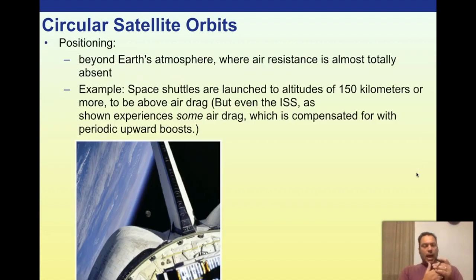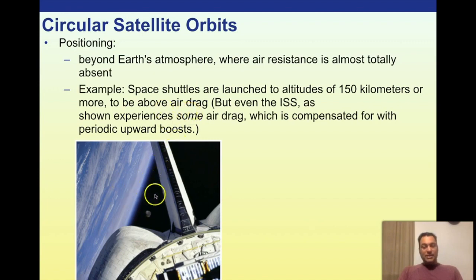Okay, so how do we position our satellites then? Well, first off, we need to keep in mind that there's several ways that we could position them. We could put them into circular orbits, and there's another kind of orbit called an elliptical orbit. We'll talk about the circular ones first. So the positioning is usually beyond Earth's atmosphere. Or in a matter of fact, in all cases, beyond Earth's atmosphere, because air resistance is totally absent in space, or almost totally absent. So an example would be a space shuttle, which would be launched to an altitude of about 150 kilometers or more to be above air drag.